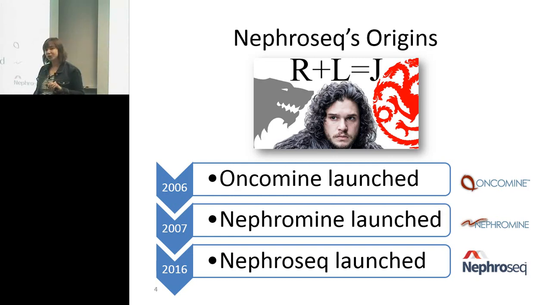But it's also really helpful, especially with this particular audience, to talk a little bit about where Nephroseq came from. So Ross pointed out as we were walking in the hall here, if you've heard the name Dan Rhodes, he's part of the first class of bioinformatics master's students here at the university, and he started something called Oncomine back in 2006.